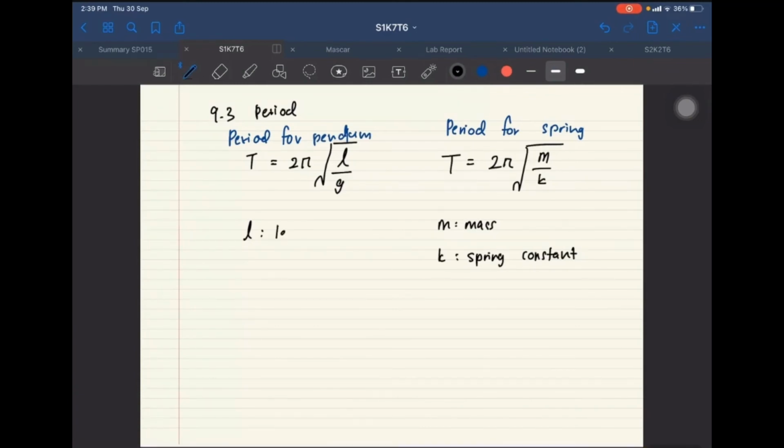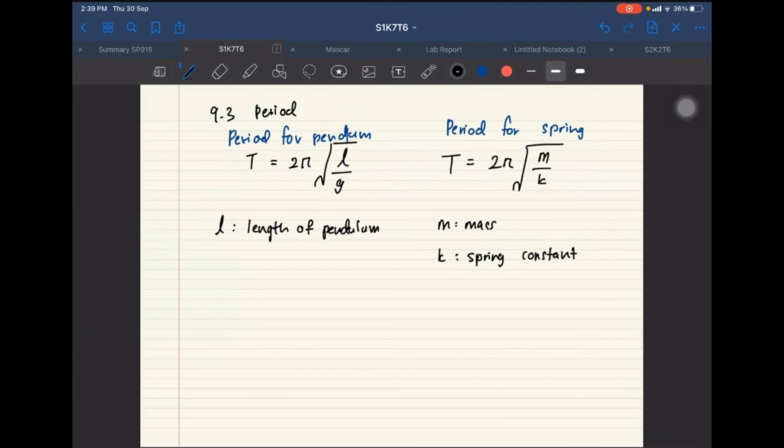So length of pendulum. Dulu dia pernah tanya sekali, what happened when the experiment is being conducted on the moon, at the moon, sorry. Dia tak buat dekat bumi, dia buat kat bulan. So you will expect that the gravity will be less, kan. So what happened with the period? Okay, itu soalan yang pernah ditanya dulu-dulu.